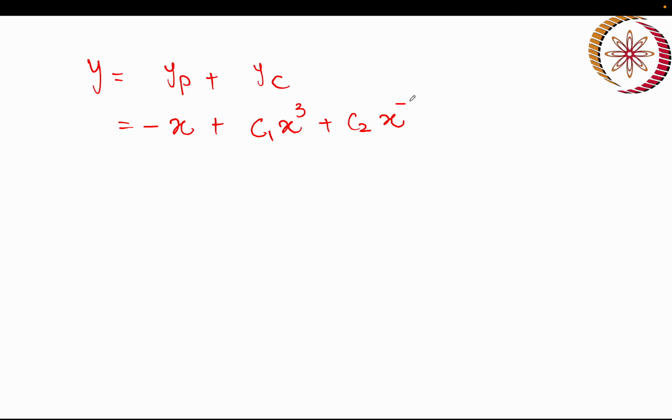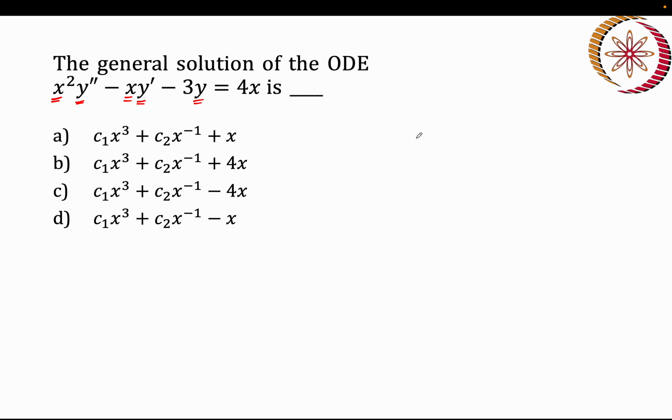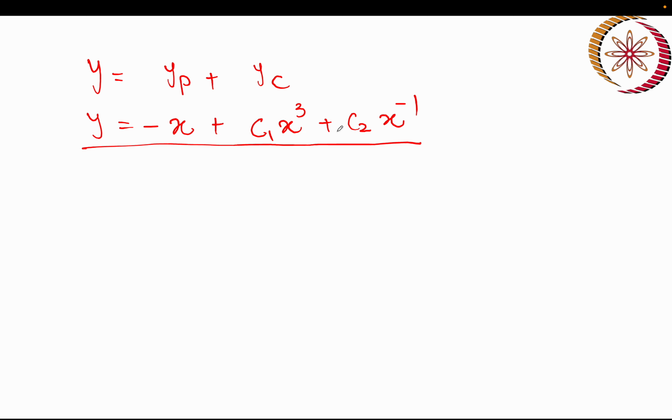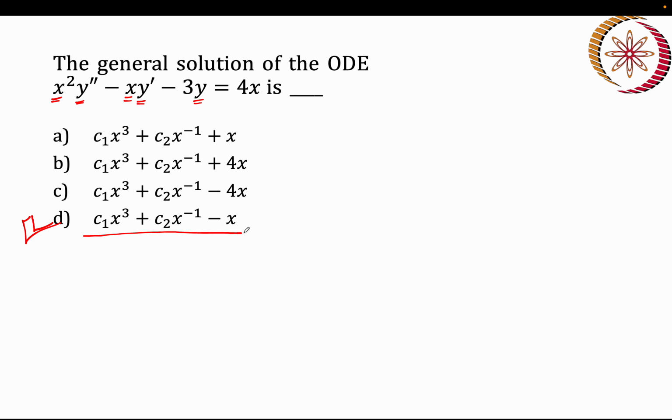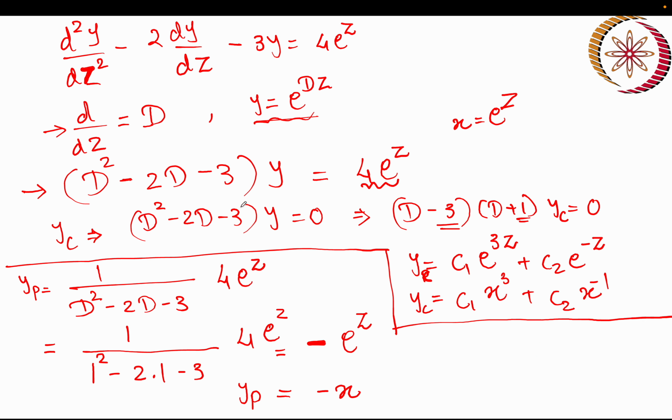Okay, so this is the solution for the equation. We'll see which option matches with this. Yeah, so option D matches with the answer c1 x cube plus c2 x raised to minus 1 minus x. Okay, so this is the correct answer. Any doubt in this? Okay, I hope this is clear. Then we'll go to the next question.